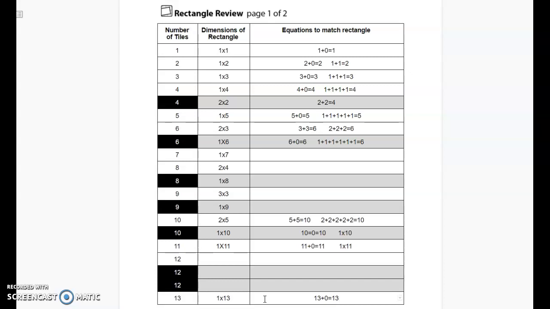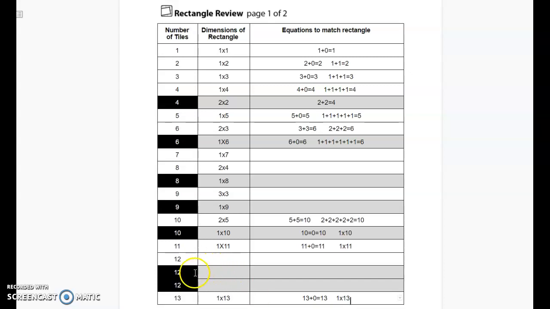We also know that we have 13 columns of 1, and we could sit and write 1 plus 1 plus 1 plus 1 plus 1 plus 1 plus 1 plus 1 plus 1 plus 1 plus 1 plus 1 plus 1, but that would take us a really long time. Instead, we can write our 1 row of 13 tiles just one time. 1 times 13. We only have one row. Now, we're going to do 2 more things today.